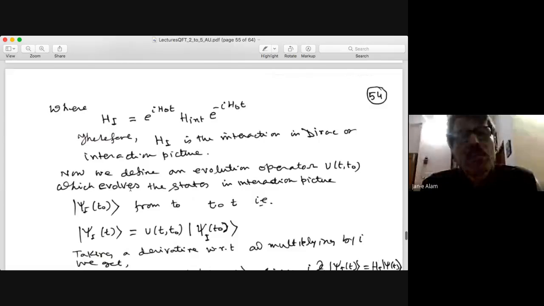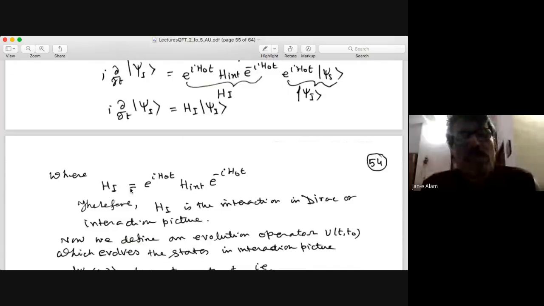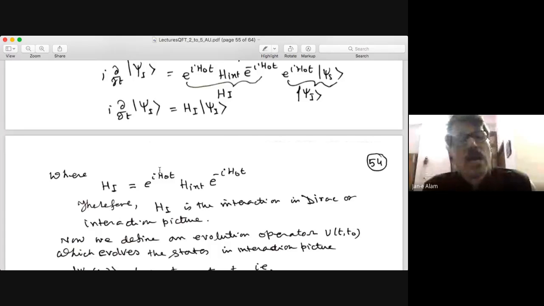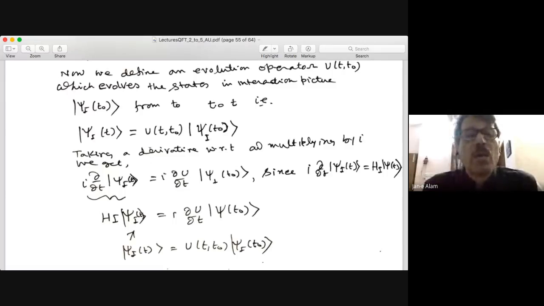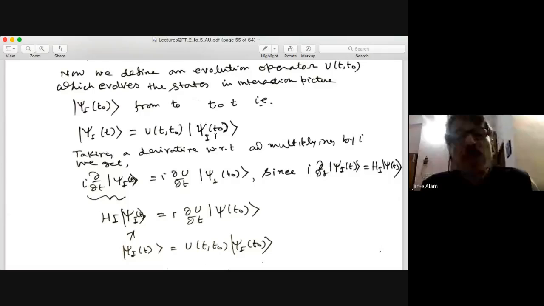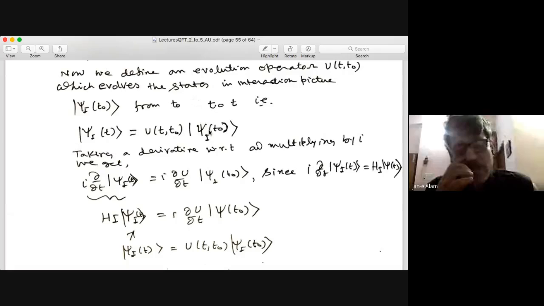Please note that in this entire exercise, I have washed out the presence of the free Hamiltonian through a unitary transformation. So through a unitary transformation, I have washed out that particular part of the Hamiltonian. Now, what I want to learn is how a state in the interaction picture, or Dirac picture, at time t naught evolves to a state at t, right? I am assuming that this evolves through an operator U, when U(t, t naught) operates here, right?